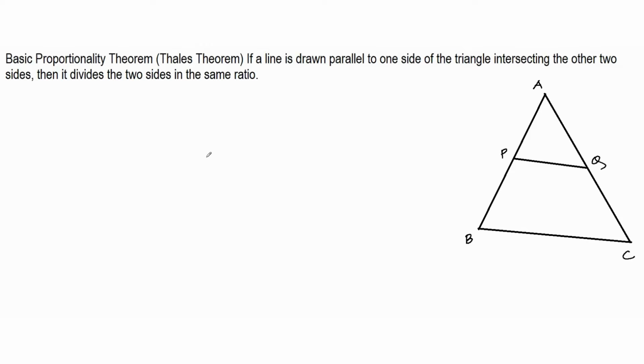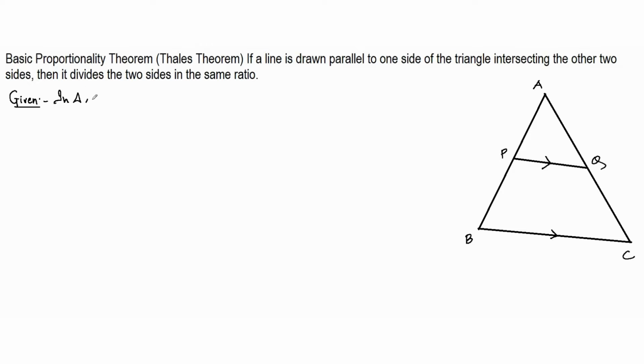In this session, we are going to talk about the proof for the basic proportionality theorem, which is also known as Thales theorem. Let us take a look at the statement. If a line is drawn parallel to one side of the triangle, so here I have drawn the line PQ that's parallel to the side BC, intersecting the other two sides, then it divides the two sides in the same ratio.